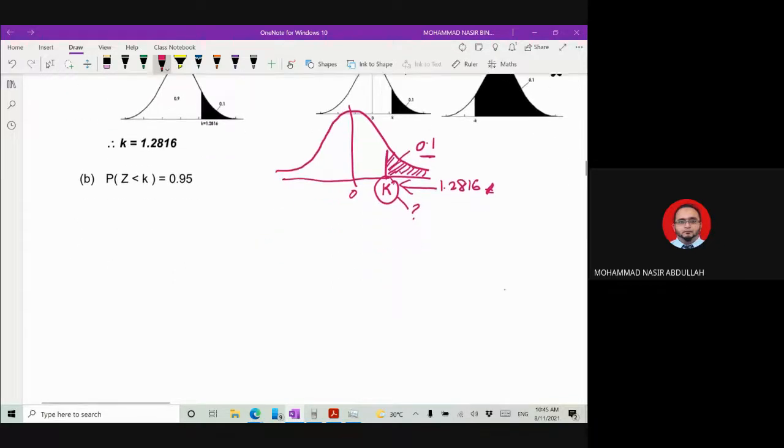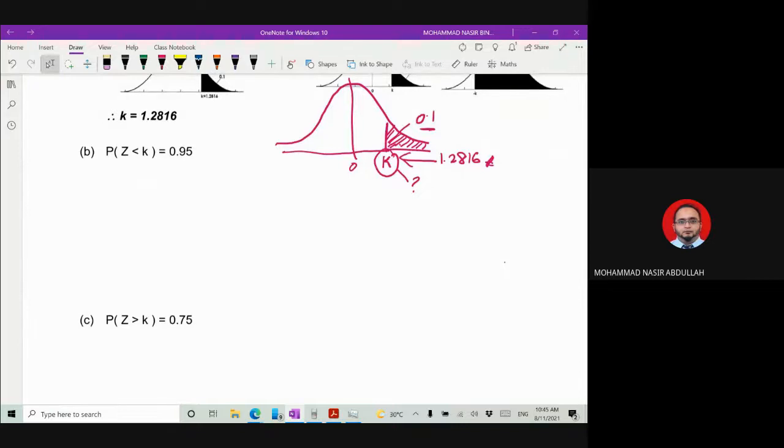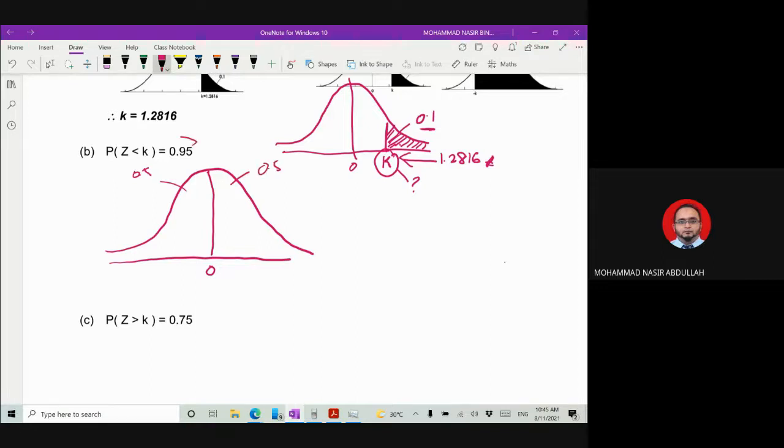Now, let's look at another example. We want to find the value K such that the area less than K covers 95%, or 0.95. So remember the characteristic: the first half is 0.5, another half is 0.5. If you want to find the 0.95 area, it should cover at least 95%.